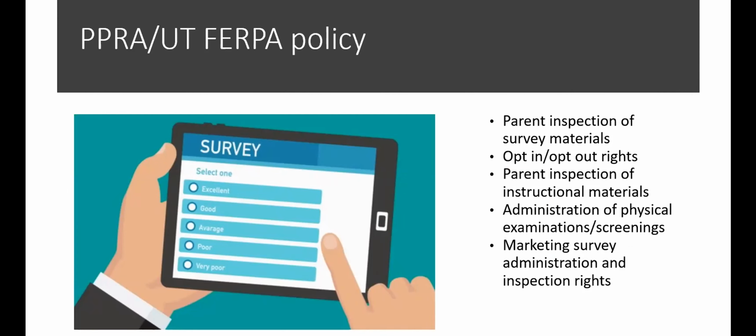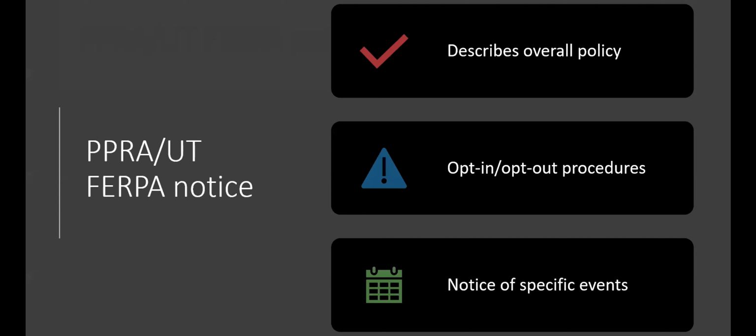PPRA Utah FERPA policy. This is one we haven't talked about a lot, but again, Whitney talked about it a little. This policy, and this is in federal law, needs to cover how you will handle parental inspection of survey and other instructional materials. That's the third bullet, so I just skipped that. Opt-in and opt-out rights, handling administration of physical examinations and screenings, and marketing survey administration as well. And if you are doing any of those, you're also supposed to not just have a policy, but provide notice at least annually to parents.